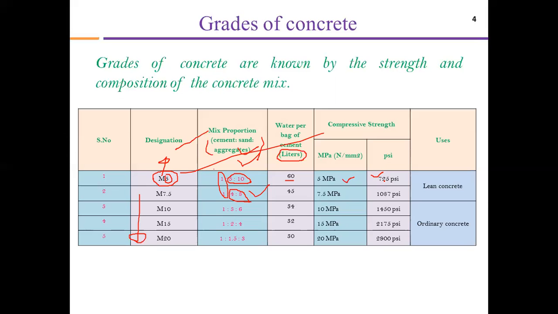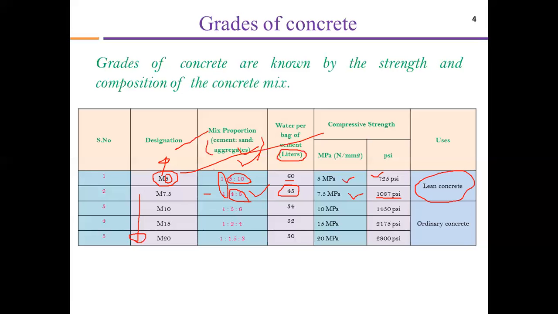Okay. Now M7.5 concrete is a 1:4:8 concrete, and the amount of water needed for this mix is 45 liters. Okay, and the characteristic strength is 7.5 megapascal or 1087 psi. Both these concretes are utilized for lean purposes, okay, below the foundations or below the floors. Okay, or such type of concrete is used as PCC, plain cement concrete, where there will be no need of steel reinforcement.